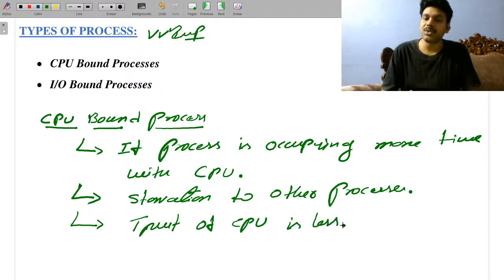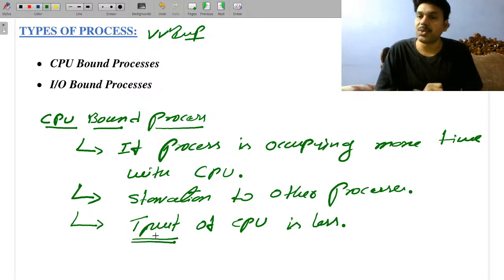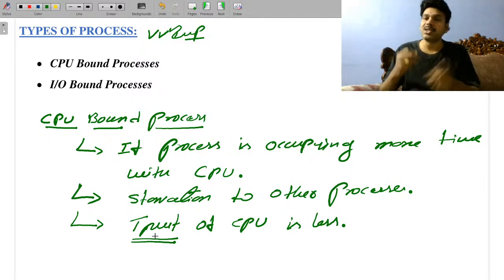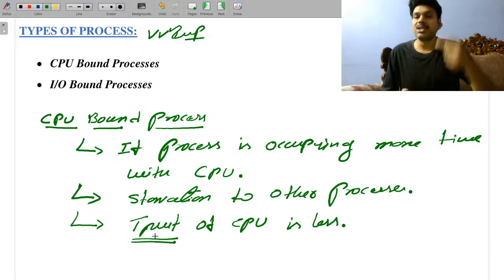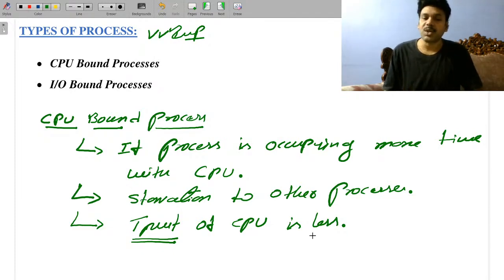So what is the throughput? The throughput is nothing but the average number of processes executed per unit of time. If P1 keeps the CPU busy, other processes are not going to be given the CPU. Therefore, for a given instance of time, I could run only one process. So your throughput is only one in that case, because the particular process is occupying the CPU for much more time.